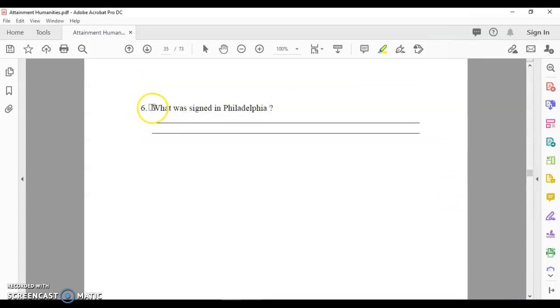So number 6, what was signed in Philadelphia? So work on it. Go back to your story. And remember, it was an important fact that you should have highlighted at the beginning of the story. So this is your assignment for history.